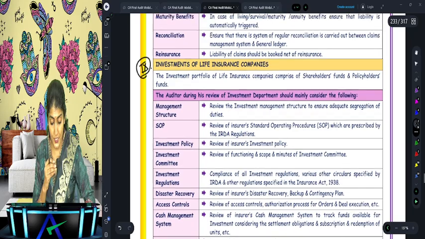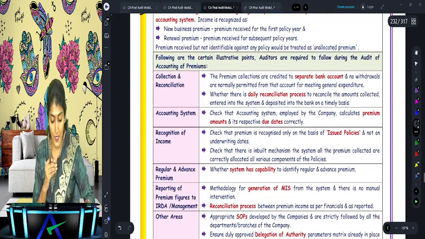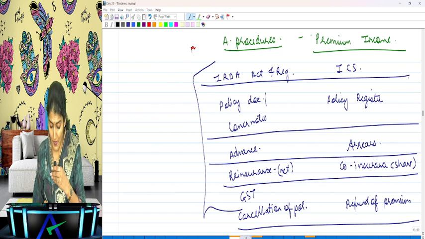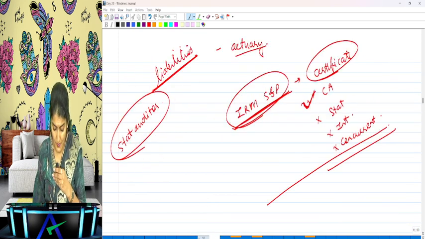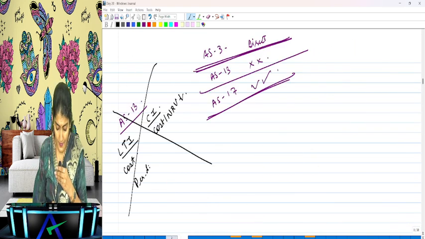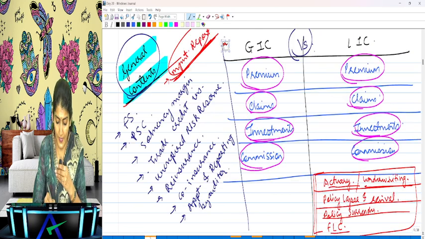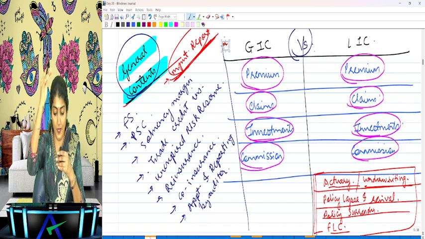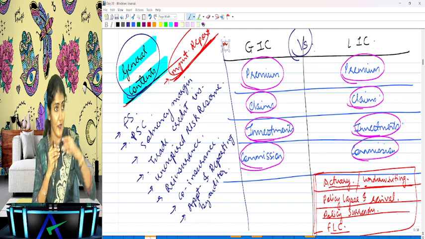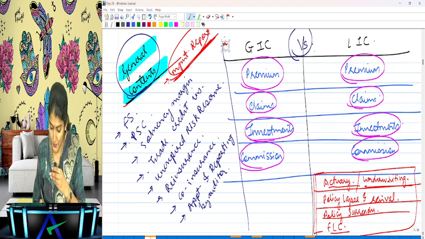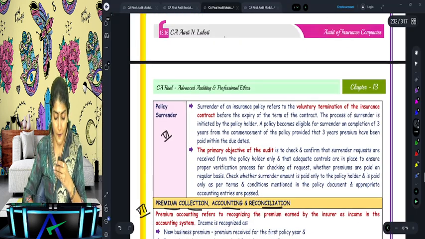Now commission, investments, claim and premium, was it already there for the general insurance company also? Yes, but it is also there for the life insurance company. In the beginning I discussed it with you over here. Premium, claim, investment, commission: it is there for both the general insurance company as well as the life insurance company.